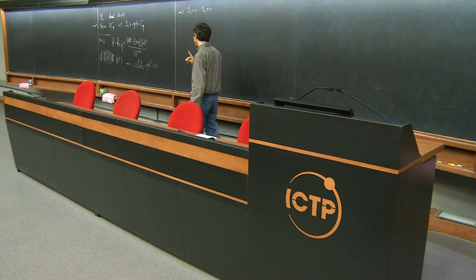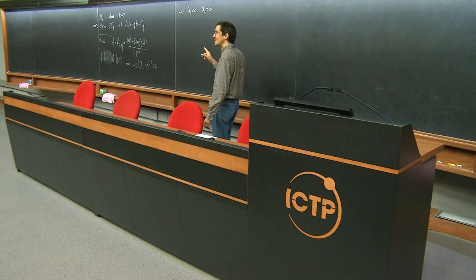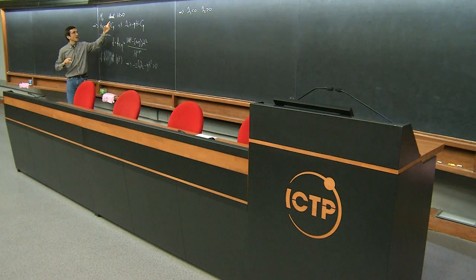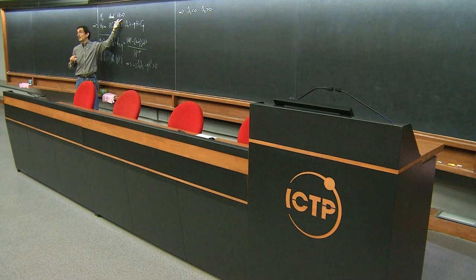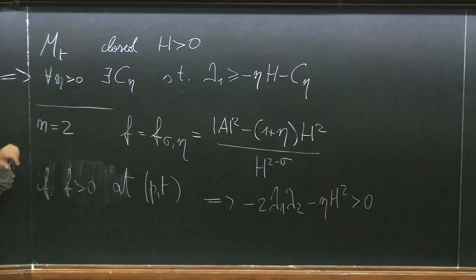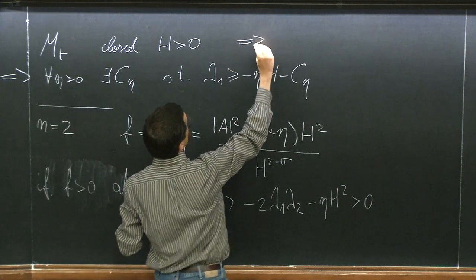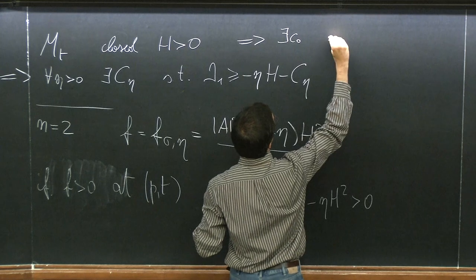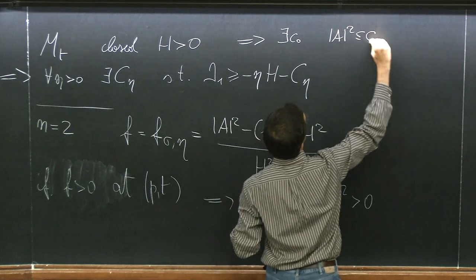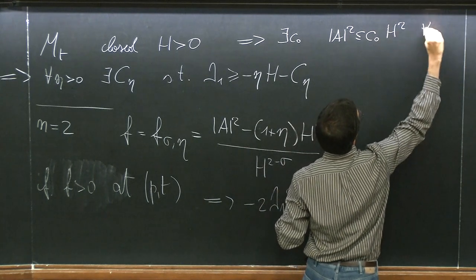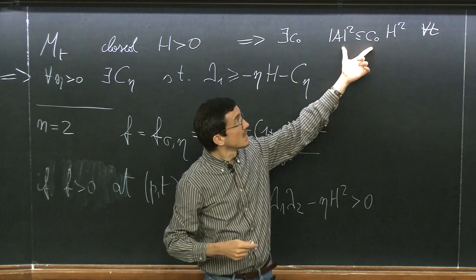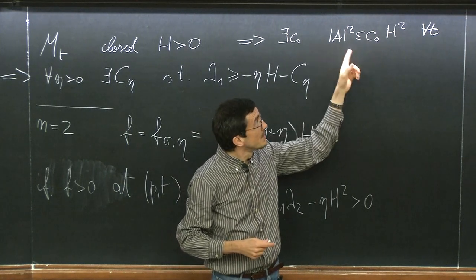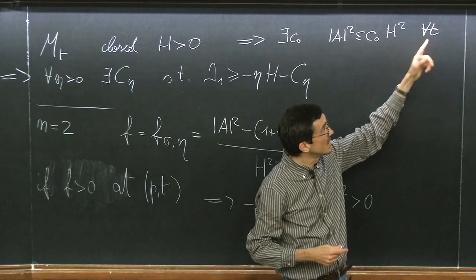There is an important point which I forgot to mention yesterday until the question that came at the end. That is, if we have positive H at the beginning, then, as I told you at the end by answering one question, there is a uniform control between A square and H square. So there exists C0 such that A square is less than or equal to C0 H square for all times. Actually, this bound is invariant under the flow. So the C0 which holds on the initial value gives an estimate which also holds at later times.